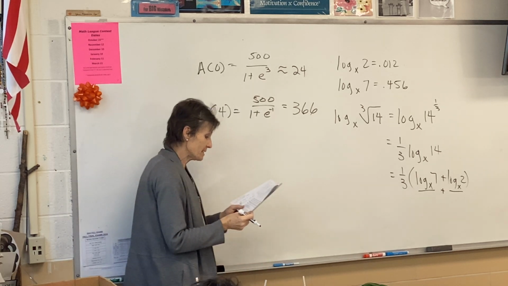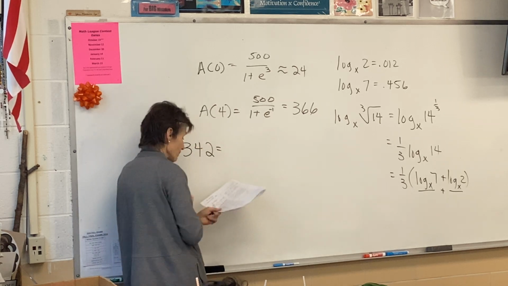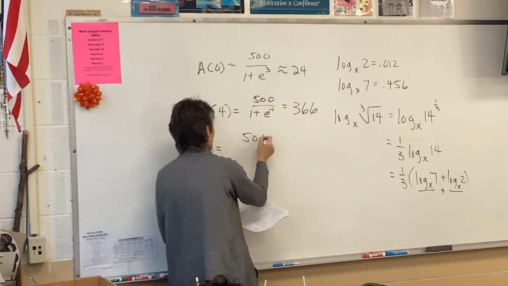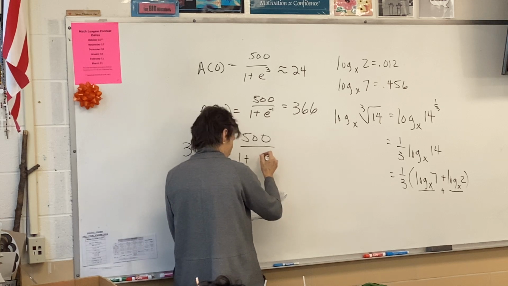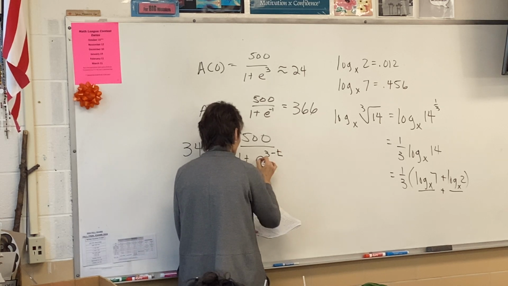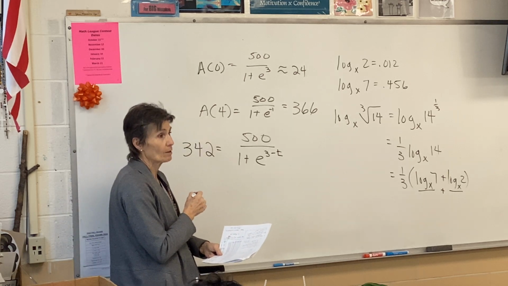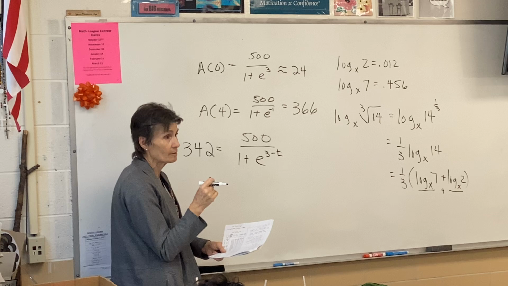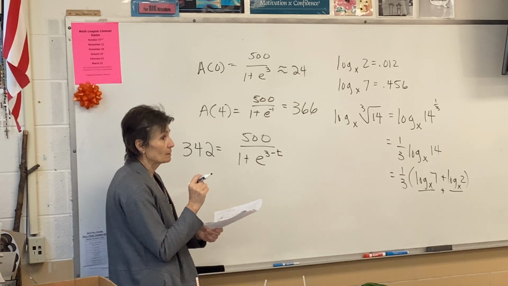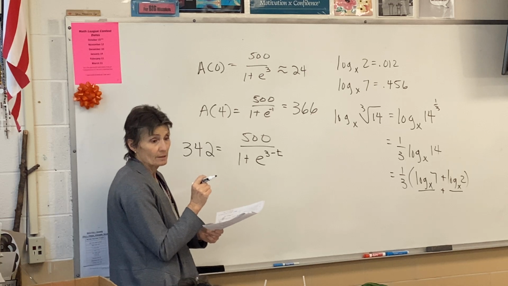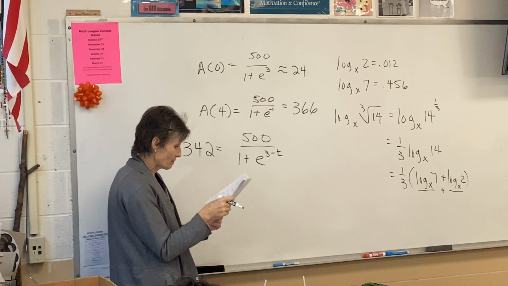After how many days will there be 342? So 342 equals 500 over 1 plus e to the 3 minus t. We did one of these earlier, and you decided you were going to do intersections. That absolutely worked. Wherever they cross, look for the x value, and that is how many days.